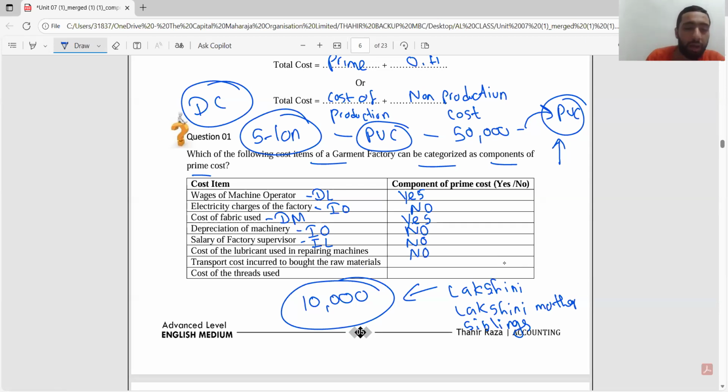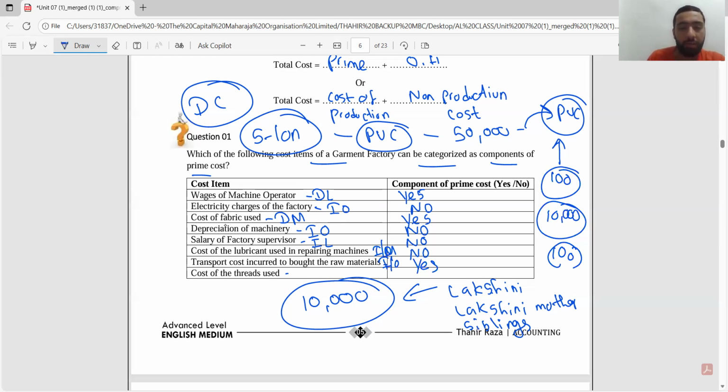Right? Transport cost incurred to bring the raw materials. Yes, we can see it. If you brought 100 pipes and the transport cost was 10,000, then yes, per PVC pipe, how much? 100 rupees per PVC pipe. So yes, what is this? Indirect other. This is also indirect other. No, this is indirect material, we can say.